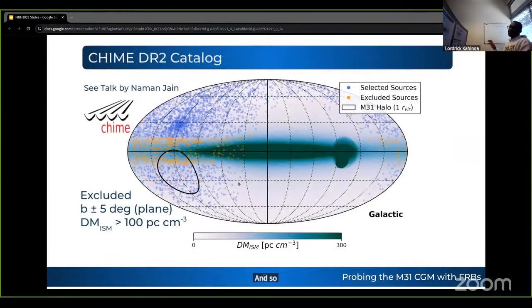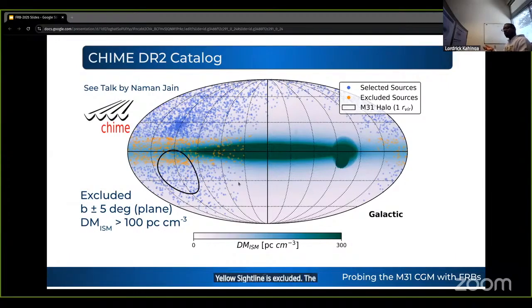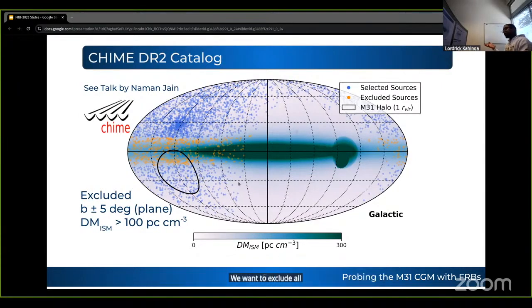And so here's the CHIME sample. Nam and Jane did a wonderful job of describing catalog 2 yesterday, or the day before that. What I'm just going to mention here is that on this plot, the blue sightlines are the FRBs we're going to be using, and the yellow sightlines are excluded. The reason we're excluding these yellow sightlines is that they are within ±5 degrees galactic latitude, close to the galactic plane, and have a DM_ISM greater than 100 parsecs per centimeter cubed. We want to exclude all the FRBs that have a high Milky Way contribution.